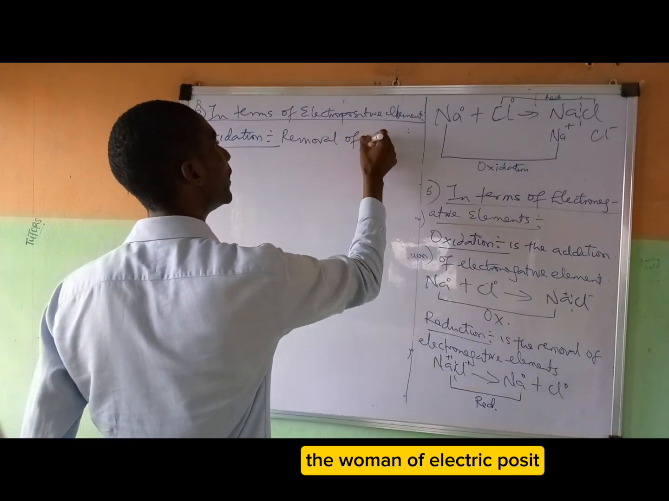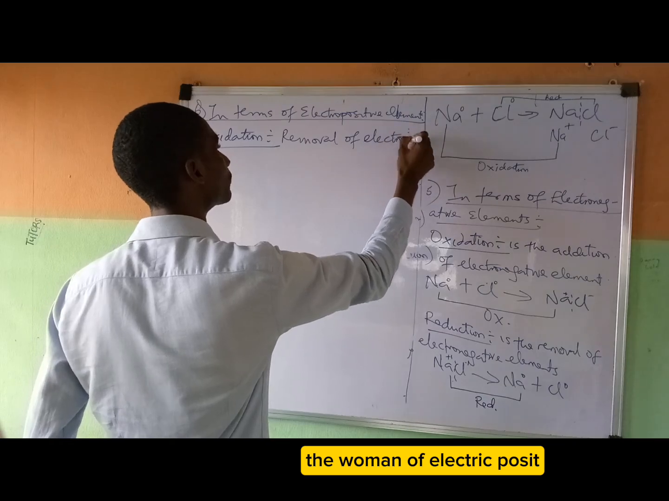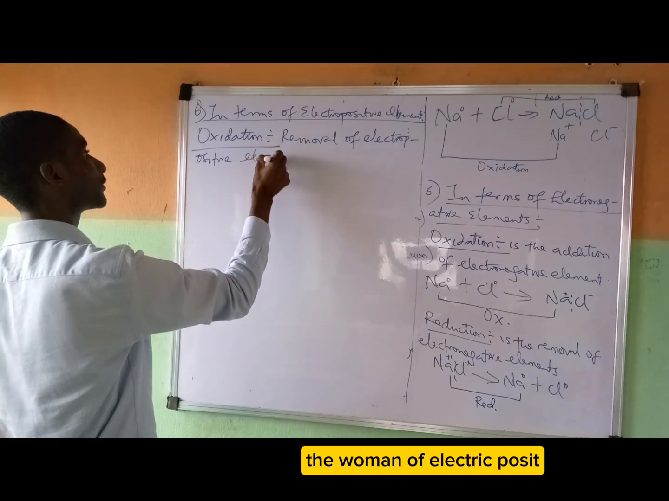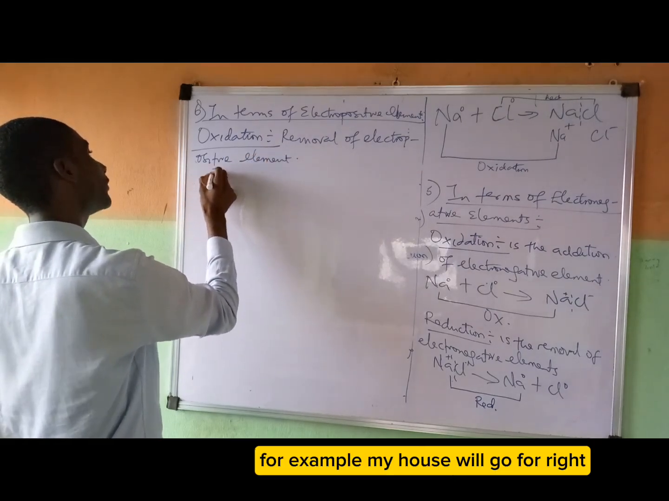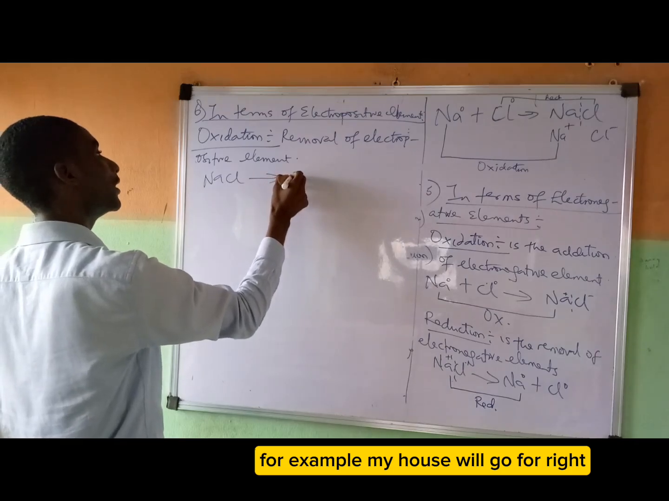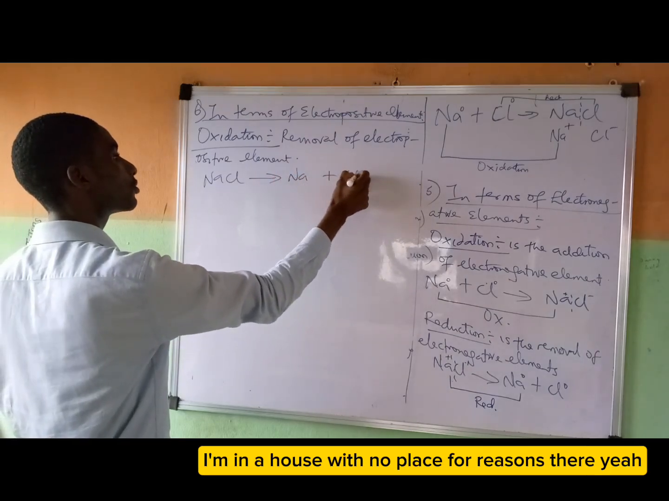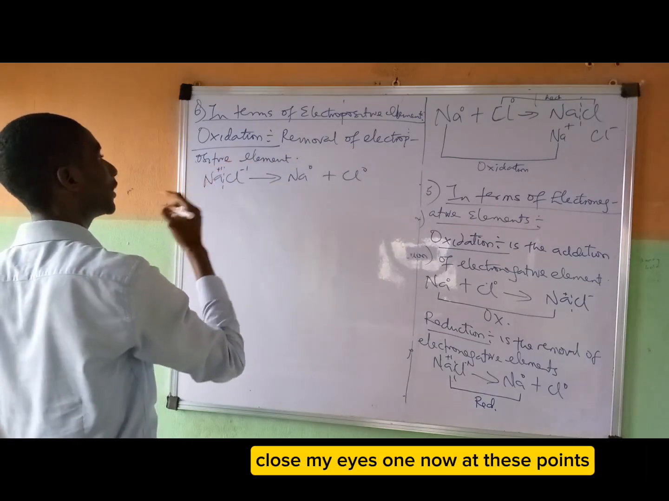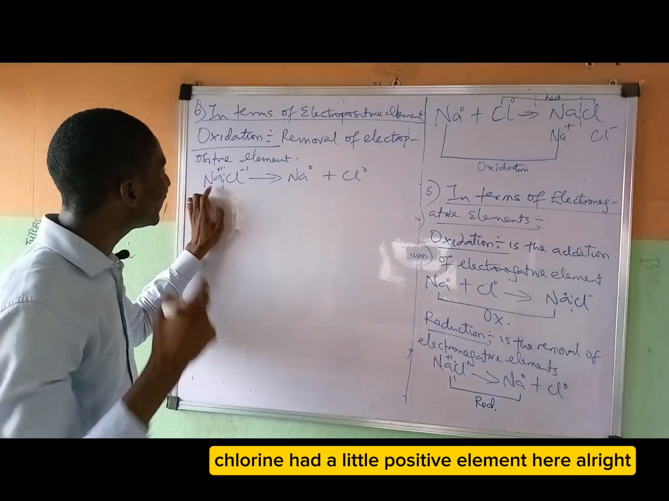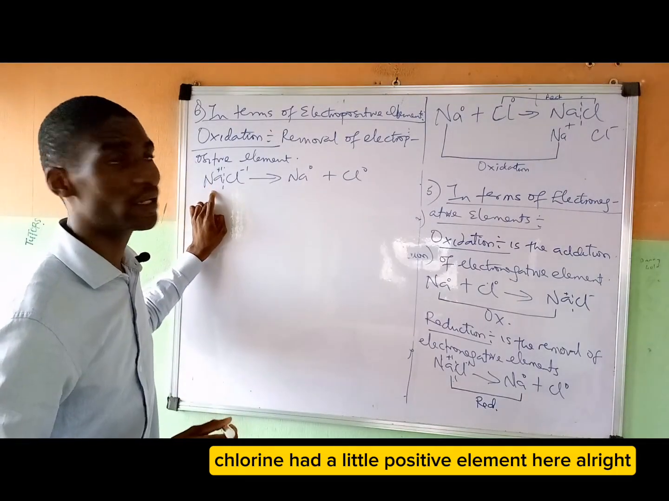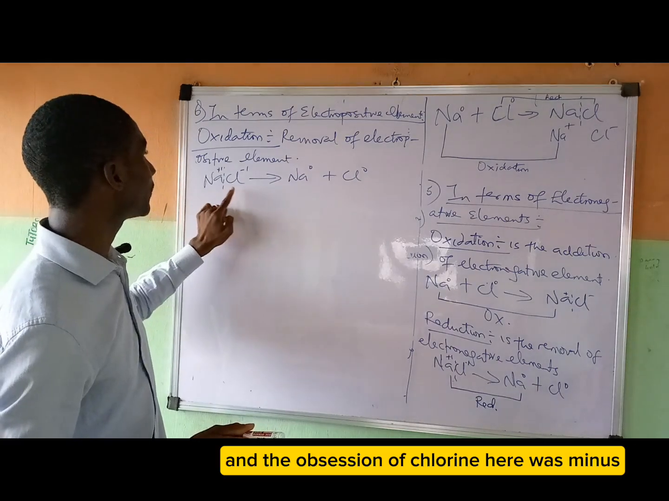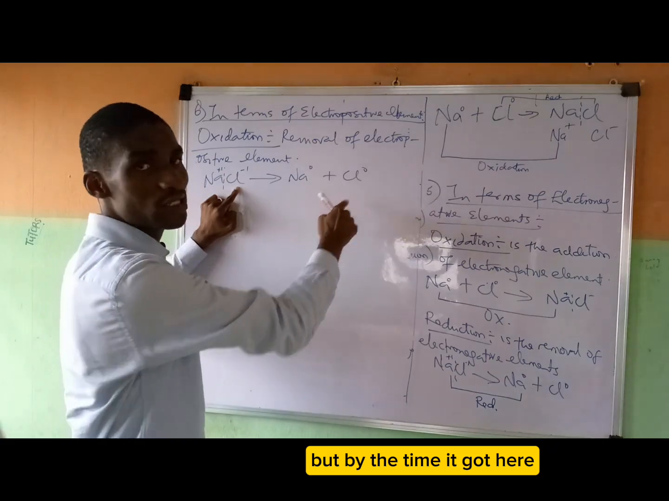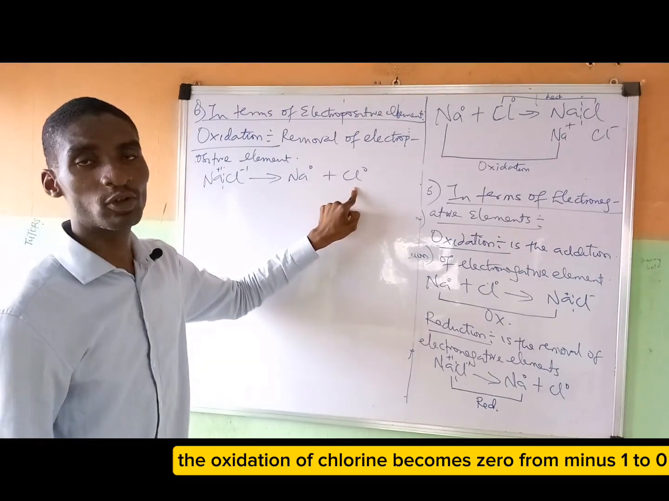Removal of electropositive element. So for example, if I have sodium chloride and then I have sodium plus chlorine, 0, 0, here +1, -1. Now at this point, chlorine had an electropositive element here, alright? And the oxidation number of chlorine here was -1. But by the time it got here, the oxidation number of chlorine becomes 0.